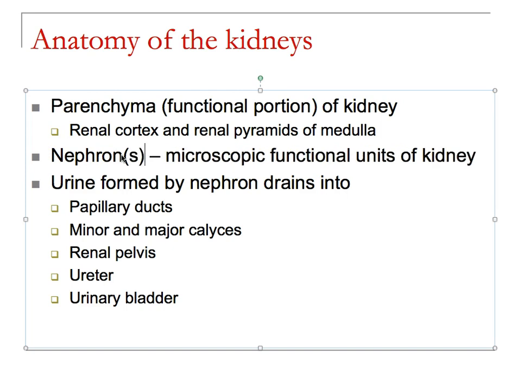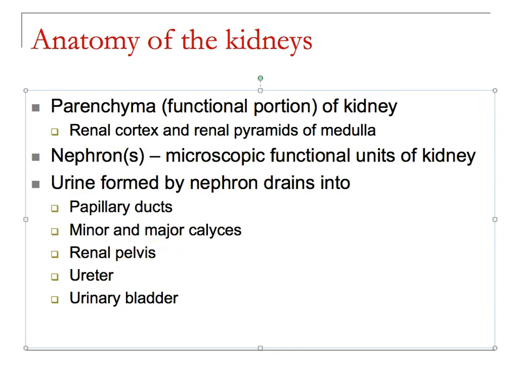An individual filtration unit is a nephron. We have a few of them. We have more than a few. And they are the functional units of the kidney. What happens is, as urine is formed, it's going to drain into the ducts, which will then be received by the minor to major calyces, which is then received at the urinary pelvis.